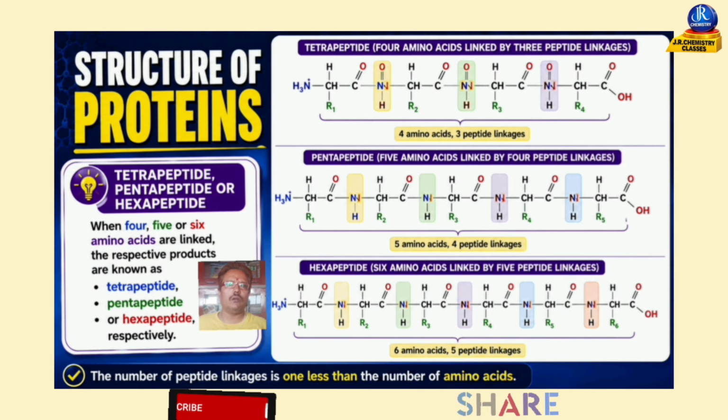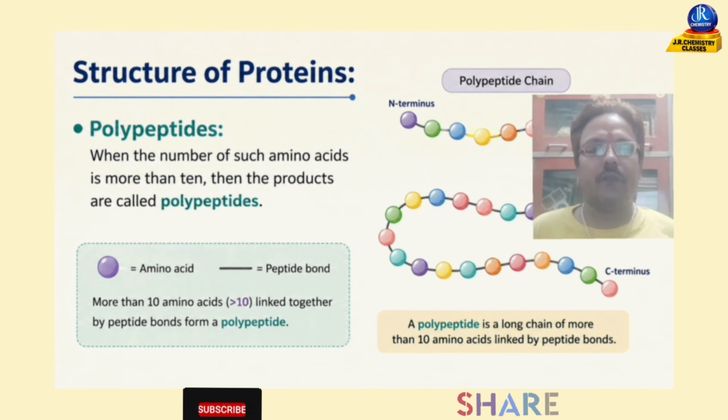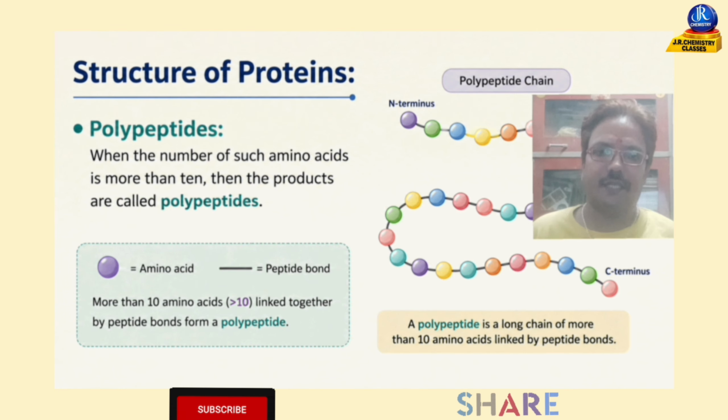When 4, 5, or 6 amino acids are linked, the respective products are known as tetrapeptide, pentapeptide, or hexapeptide, respectively. Polypeptides. When the number of such amino acids is more than 10, then the products are called polypeptides.